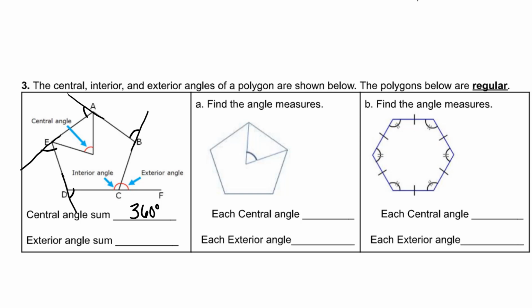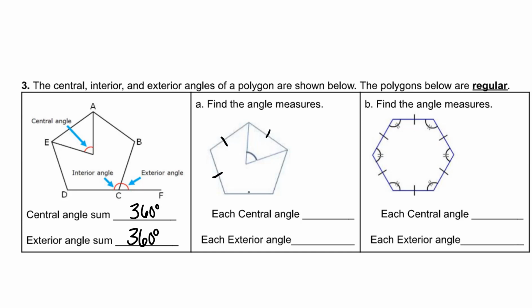Okay, so I've drawn all the exterior angles. It looks kind of like a pinwheel or windmill. And as you go with your exterior angles, you do end up completing a full circle just like with your central angles. So although it's hard for me to show you visually, the exterior angles always add up to 360.